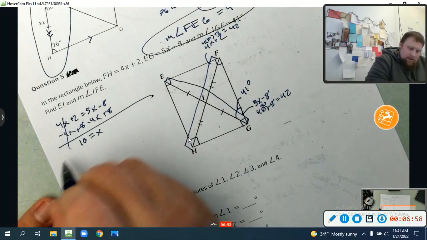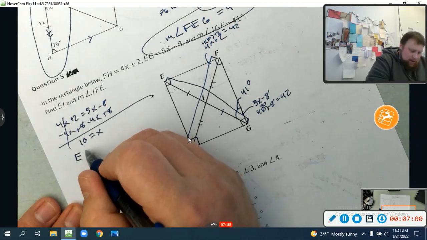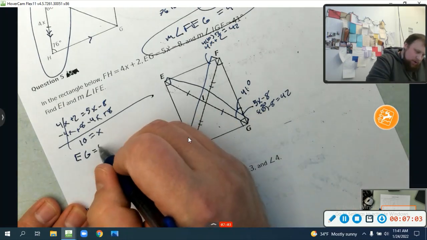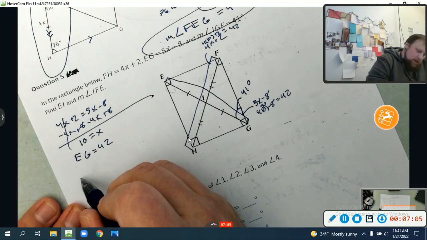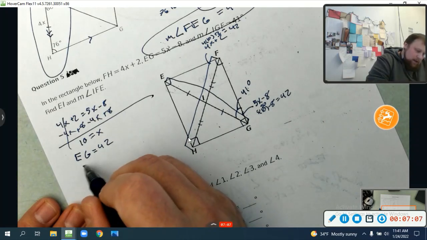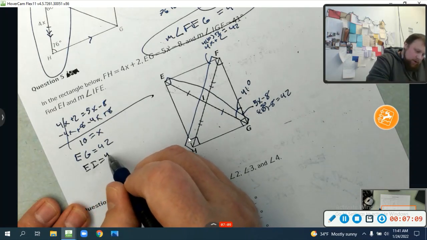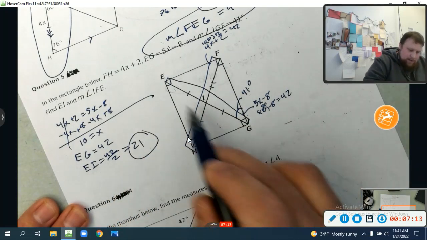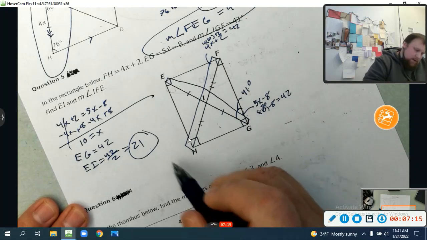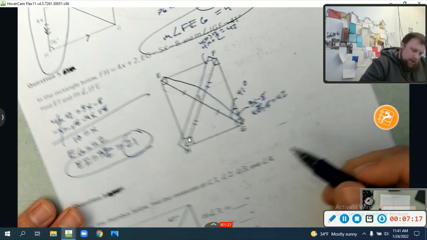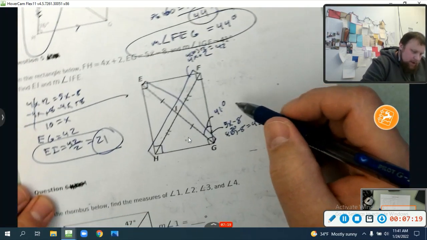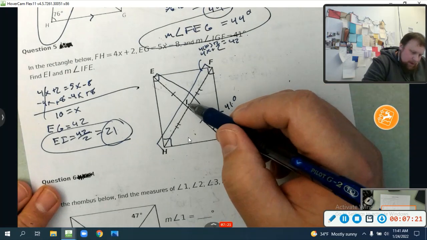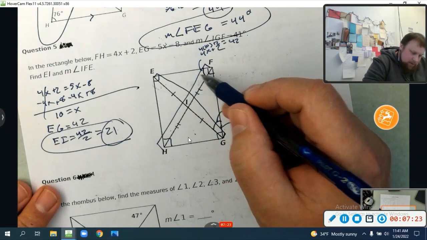So if EG equals 42, then EI equals 42 divided by 2, which equals 21, right? Because these are cut in half. So we've got EI. Boom. Now we want to find the measure of angle IFE. So IFE. So this angle right here, okay?